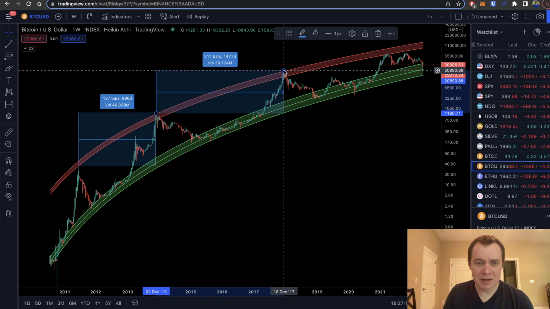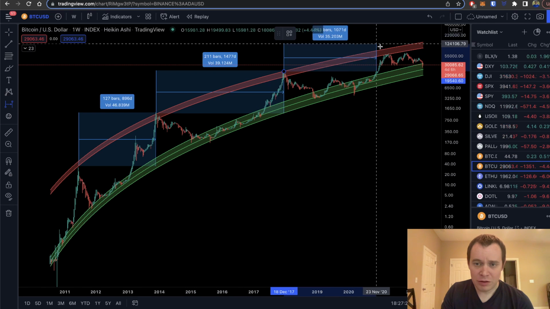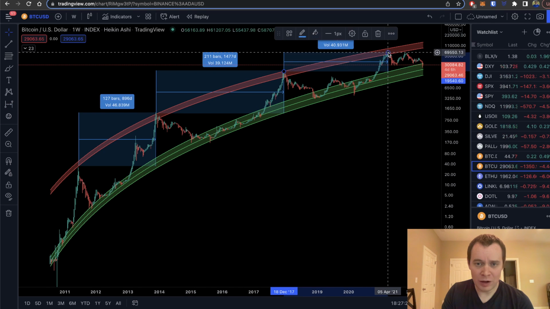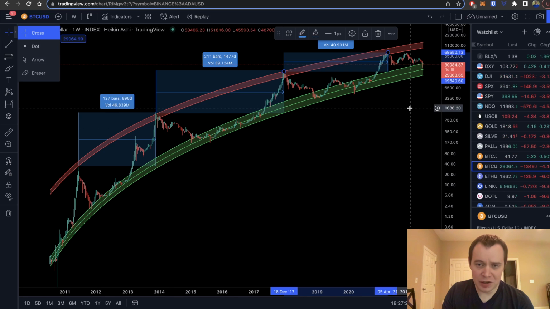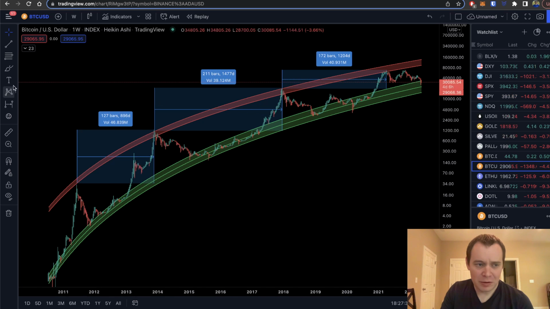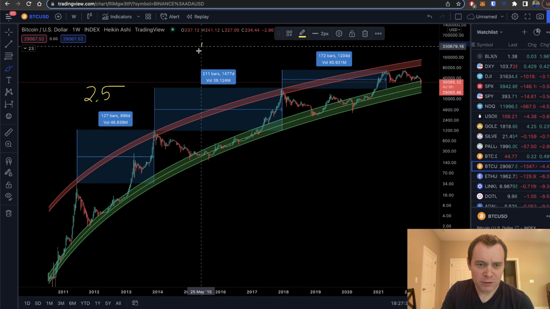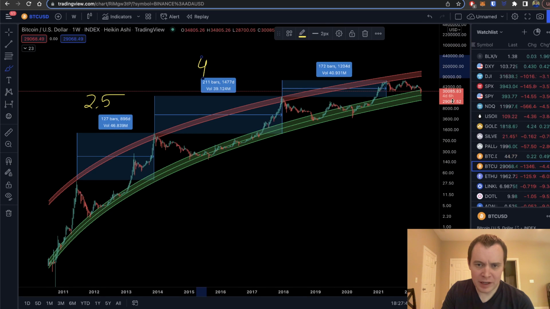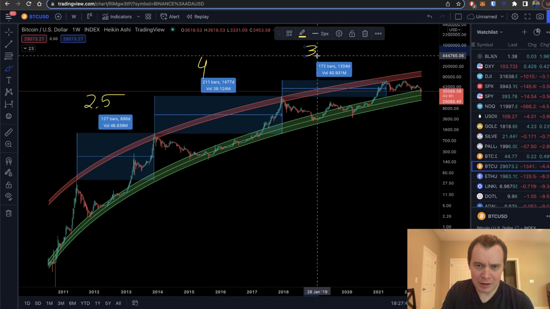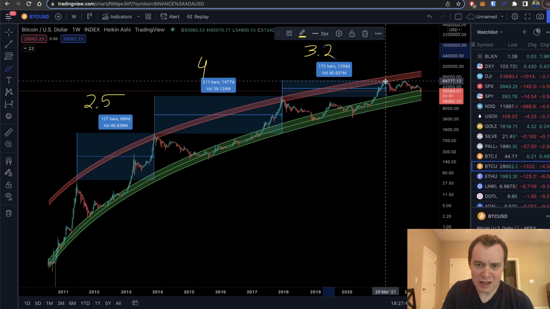Then it took approximately 4 years. After that, it took approximately 3 years to go back up to the peak logarithmic regression band. So what you're seeing is there is a bit of randomness in there, at least as measured from peak to peak. So you essentially have 2.5 years, 4, and then this is probably, I don't know exactly what it is, but it's probably around 3.2 or something going from this peak to hitting the regression band again.